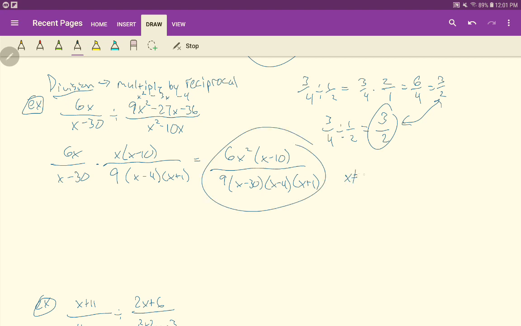Excluded values still: x cannot be 30, x cannot be 4, x cannot be 1 or negative 1. Okay, so there are our answers. Now, whether we need to worry about this one up here too, I don't think so, because when we rewrite it, it's equivalent to this right here. So I don't think we need to worry about the 10s there. Yeah, I think we'll be okay there because of the reciprocal.